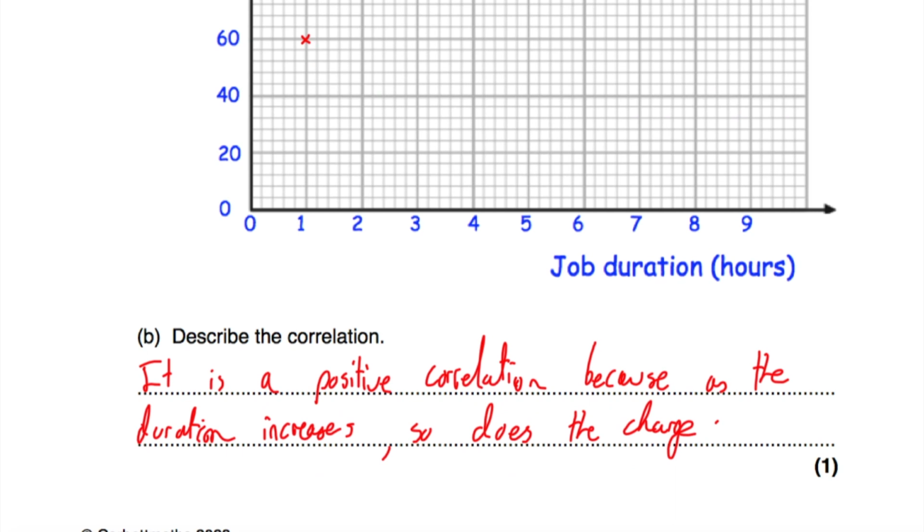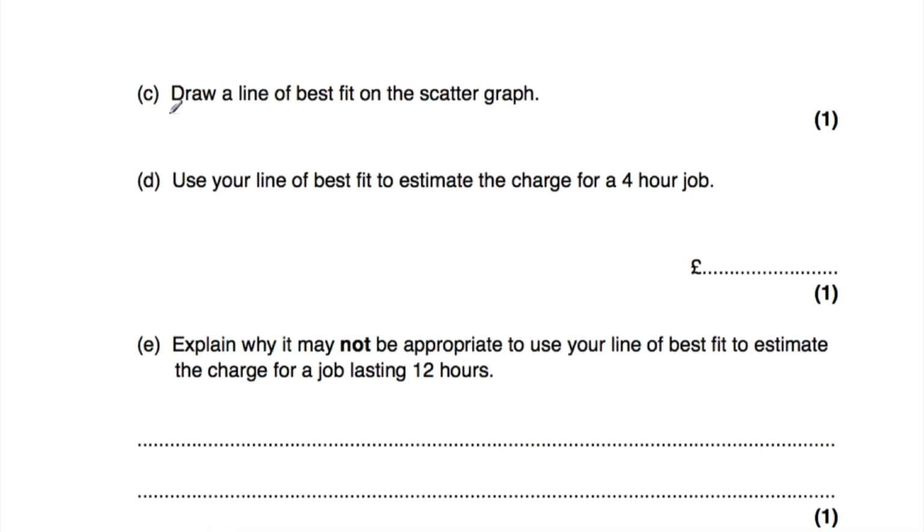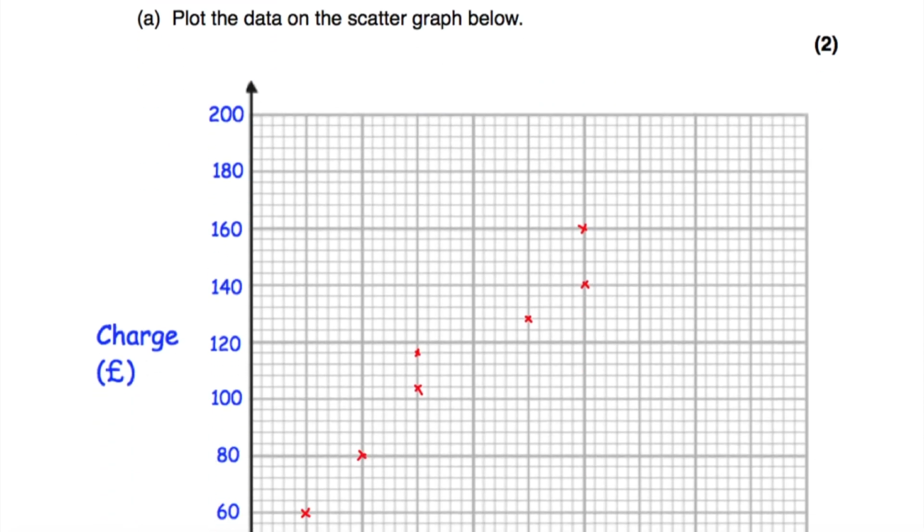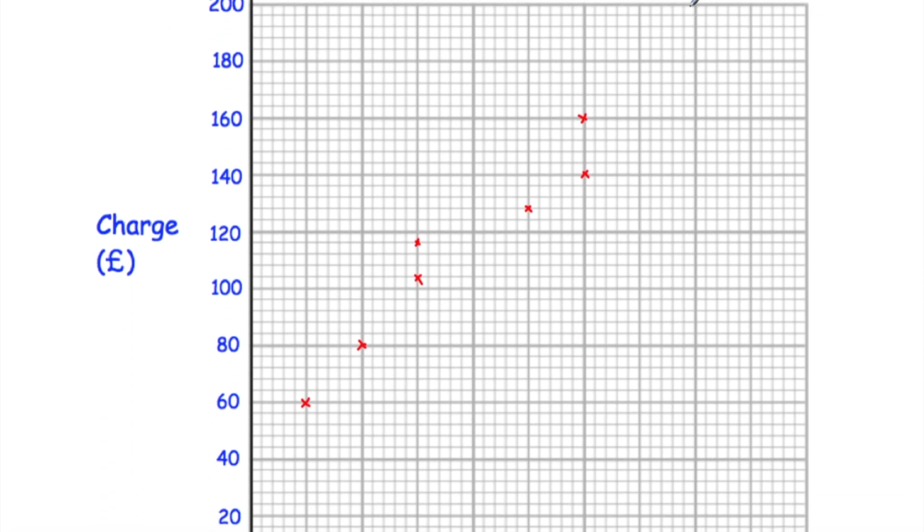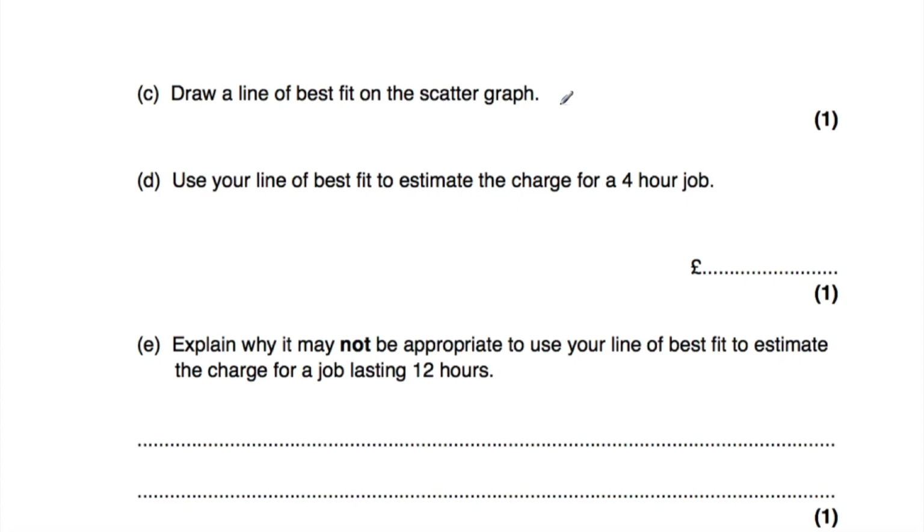Okay, next, if we turn over, we've then got part C. Part C says draw a line of best fit on the scatter graph. So let's go back. We want to draw a line of best fit on this scatter graph. And remember, ours may vary slightly. So let's get our ruler and pencil and draw a line of best fit. So that's the line of best fit that I've drawn. It looks something like that. And then we've done part C, we've drawn our line of best fit.